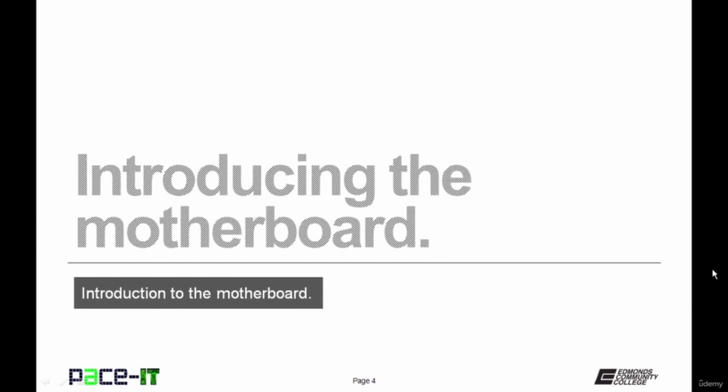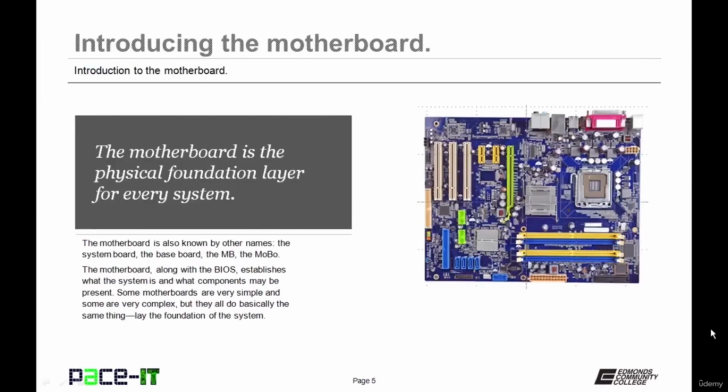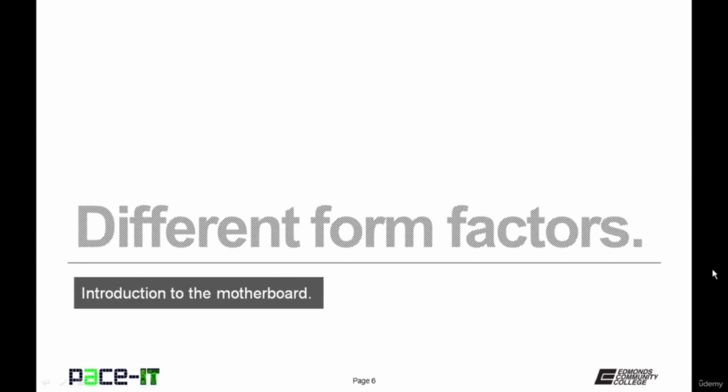So let me begin by introducing the motherboard. The motherboard is the physical foundation layer for every system. The motherboard is also known by other names. It can be called the system board, the base board, the MB, or the MOBO. The motherboard, along with the BIOS, establishes what the system is and what components may be present. Some motherboards are very simple and some are very complex, but they all do basically the same thing. They lay the foundation for your system. And with that introduction, let's move on to different form factors of the motherboard.